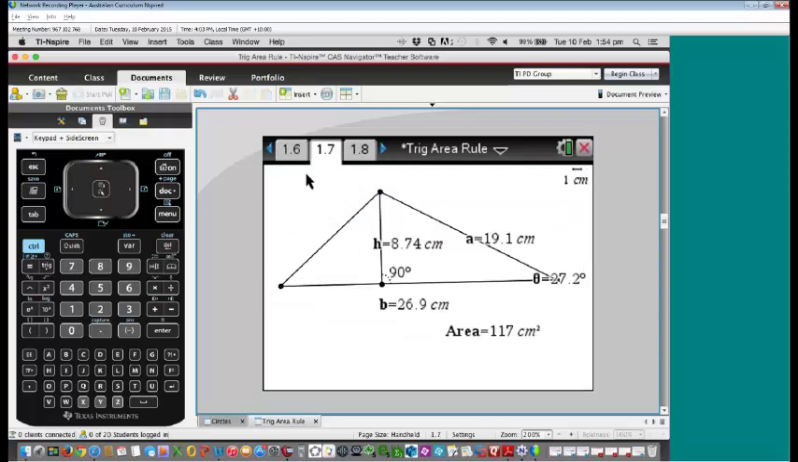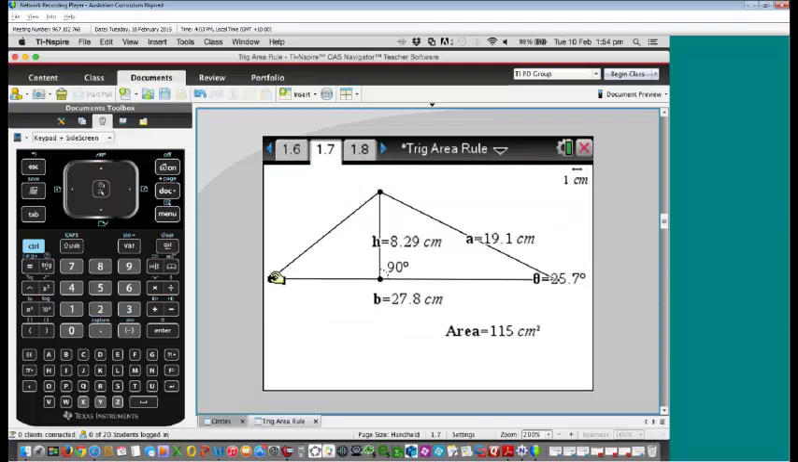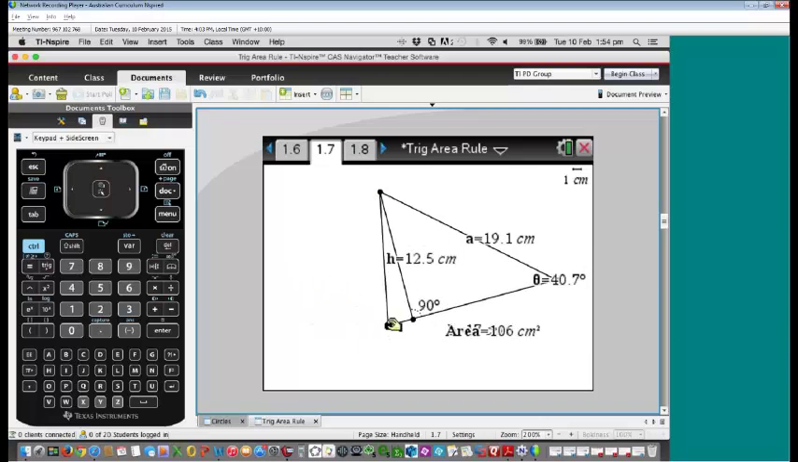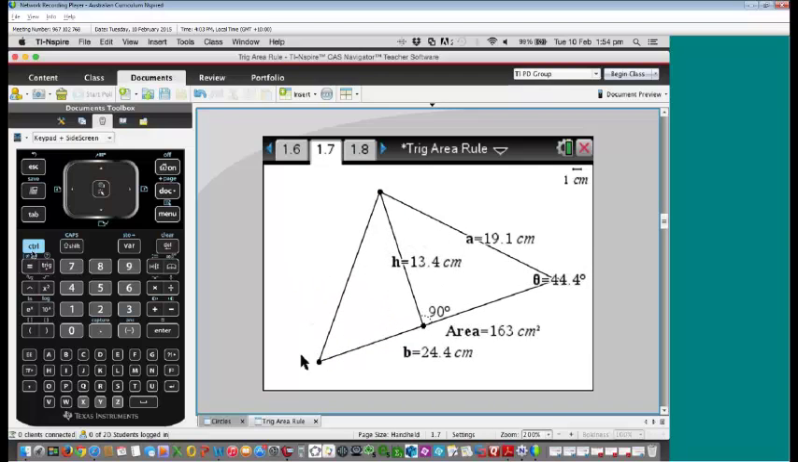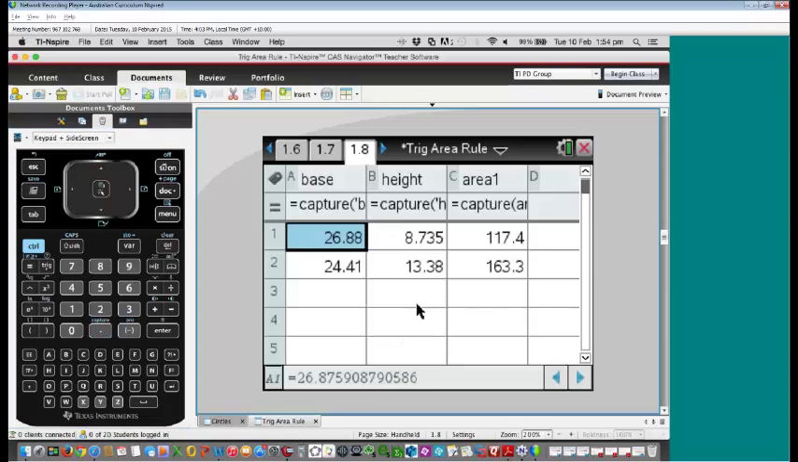If I go back in to 1.7, drag the triangle around, make it something totally different, Control, decimal point. If we go back in, you'll notice that it's now recorded the second area. Now, the students are asked to do 5 of those. I won't do that here now.